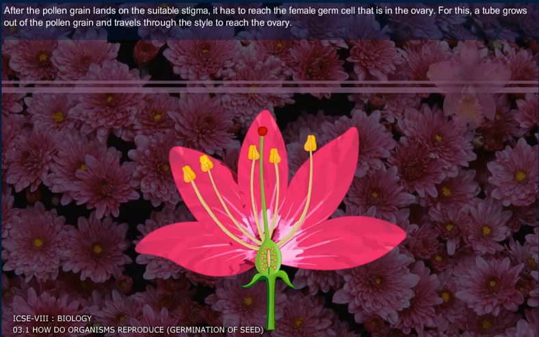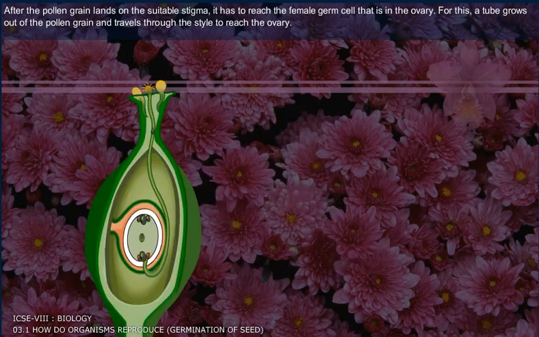After the pollen grain lands on a suitable stigma, it has to reach the female germ cell, that is, in the ovary. For this, a tube grows out of the pollen grain and travels through the style to reach the ovary.